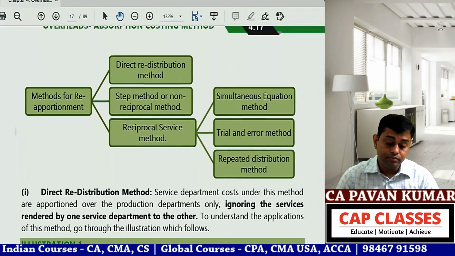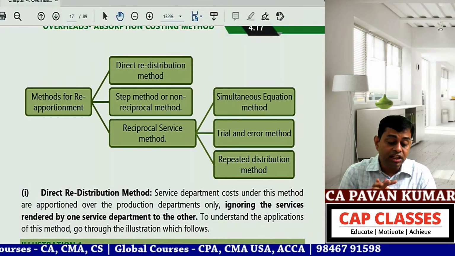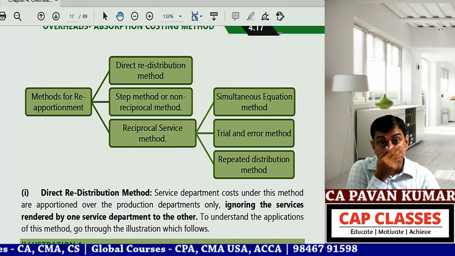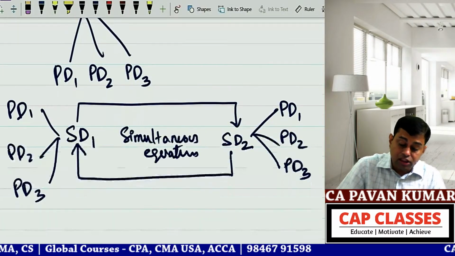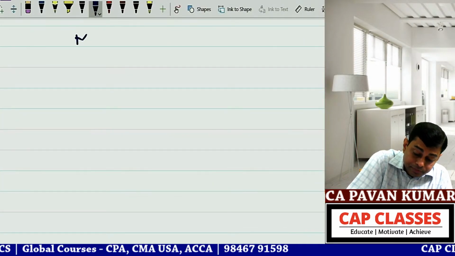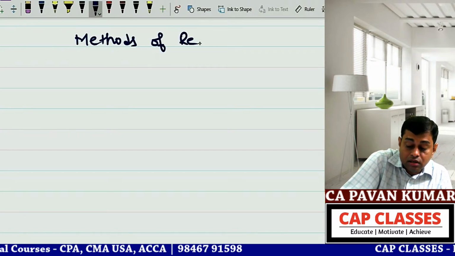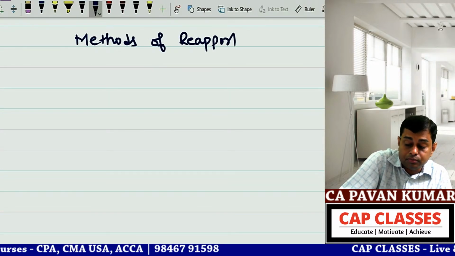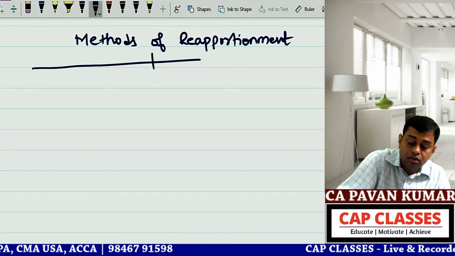Then look here, copy this in your notebook. Methods of reapportionment. Put the heading like this: methods of reapportionment. From that, 3 arrow marks down.